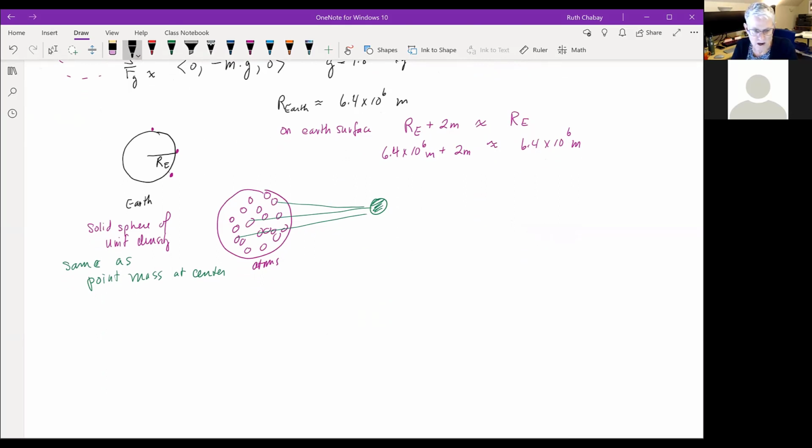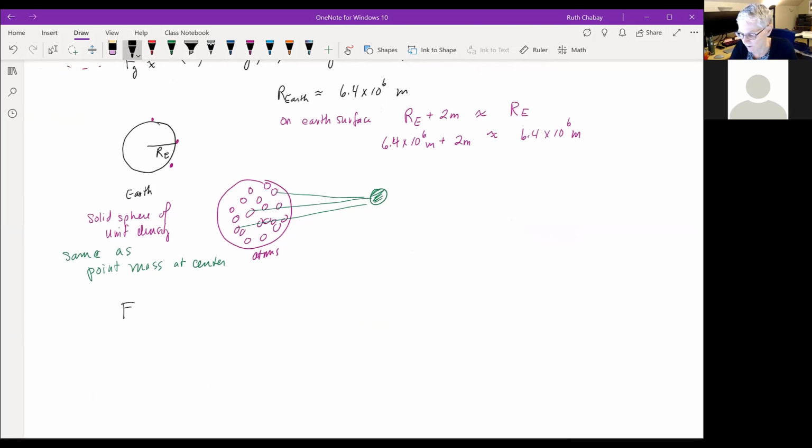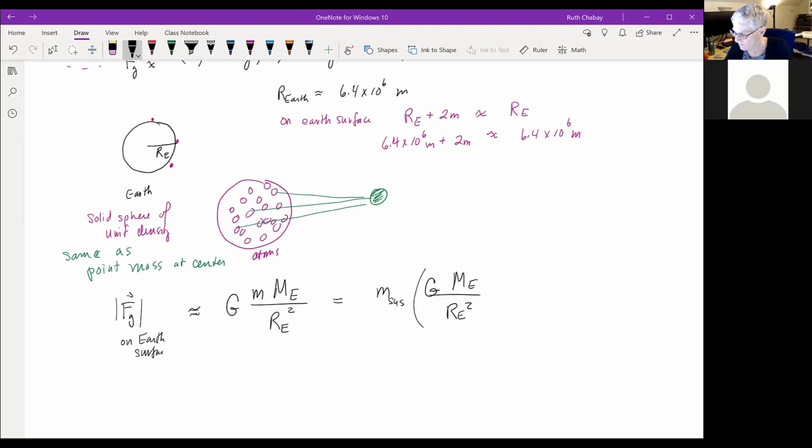So what would the magnitude of the force on some object on the Earth's surface be? Well, it would be approximately G times the mass of the object times the mass of the Earth over the radius of the Earth squared. And if the object had some other mass, the only thing that would change in this equation is the m. So we can rewrite this as the mass of our system times the quantity G, mass of the Earth, over radius of the Earth squared.